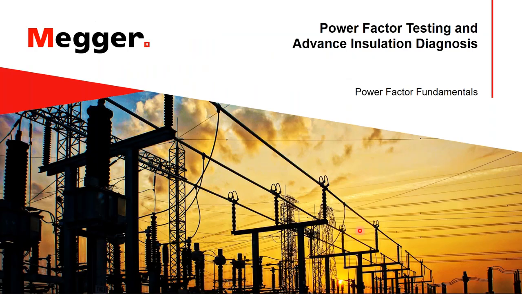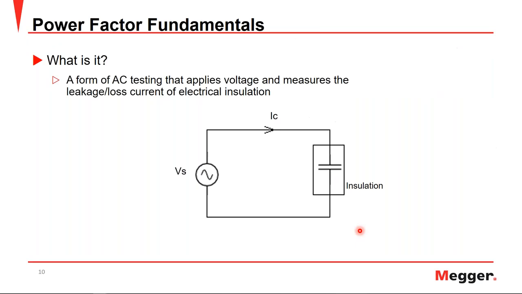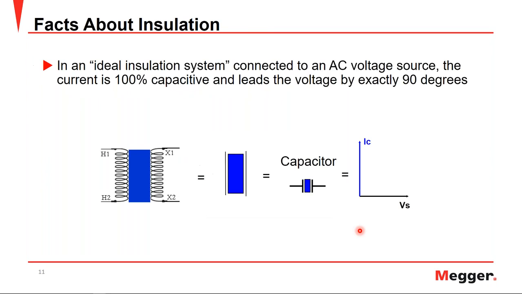Now let's go ahead and start moving into the power factor fundamentals. When we talk about power factor, what exactly is a power factor? Power factor is a form of the AC testing that measures leakage current or loss current of an insulation. And the intention of the power factor measurement is to determine the integrity of the insulation, where the ideal insulation would not allow any of this leakage current to flow.